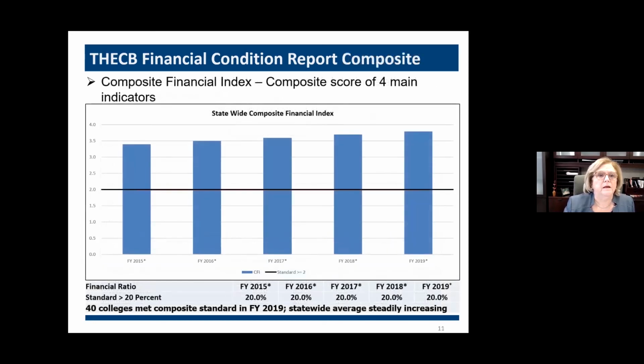And then finally, the composite score is a combination of the first two. And you can see, I'm sorry, on the bottom, it says 20%, but the standard is actually 2. And 40 of the colleges met the composite score in 2019. And the statewide average is steadily increasing. You can see it was 3.4 back in 2015, and it's at 3.8 in 2019.